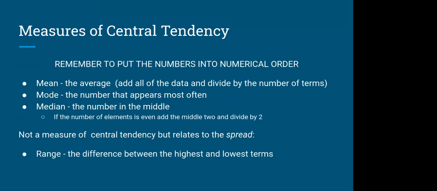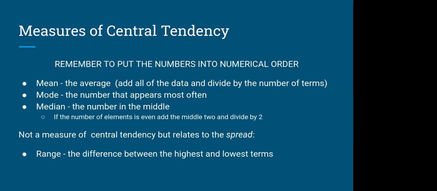So now, all of those together, minus the range, are called measures of central tendency. Okay? So first things first, remember to put the numbers in numerical order, and you all remembered that. And then the mean, remember, that's just the average. You are going to add up all of the data and divide by the number of terms.